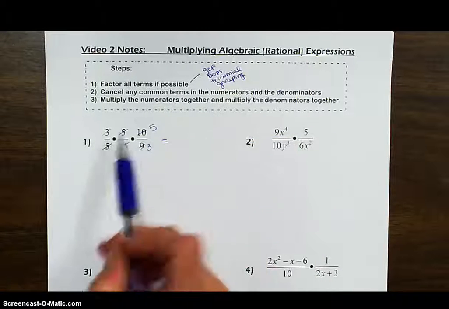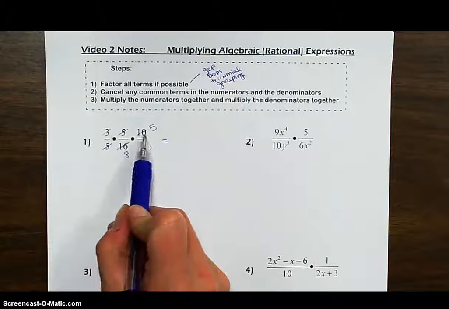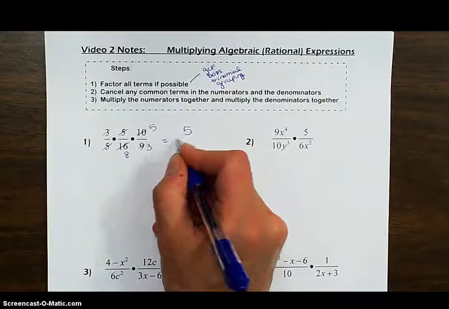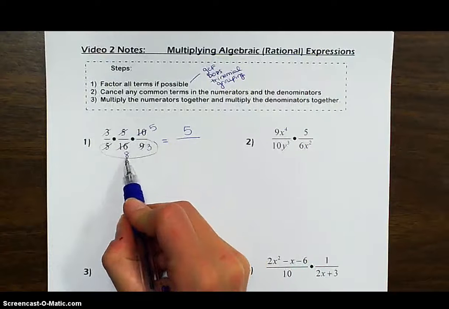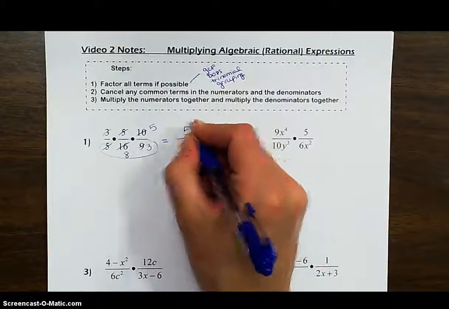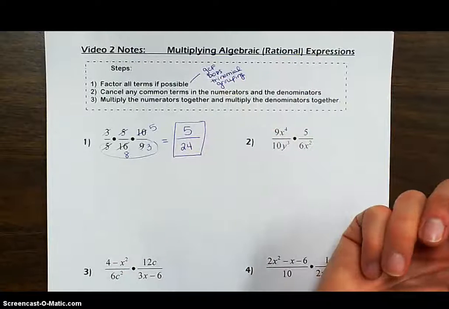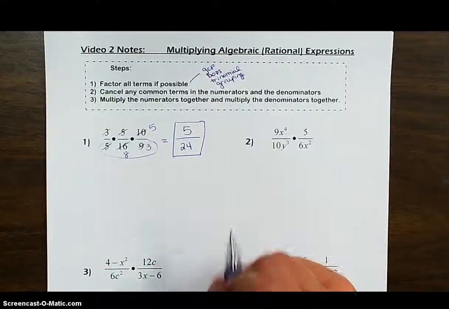Okay, so now we're going to multiply the numerators together. So what's left in the numerators? Well, there's only a 5 left, so that stays there. And then we combine anything that's left in the denominator, so 8 times 3 is 24. And you have got it. Okay, next, let's go ahead and try number 2.